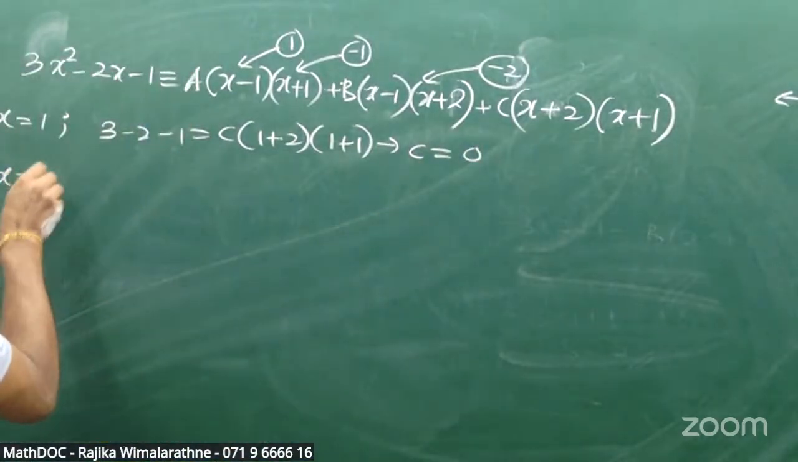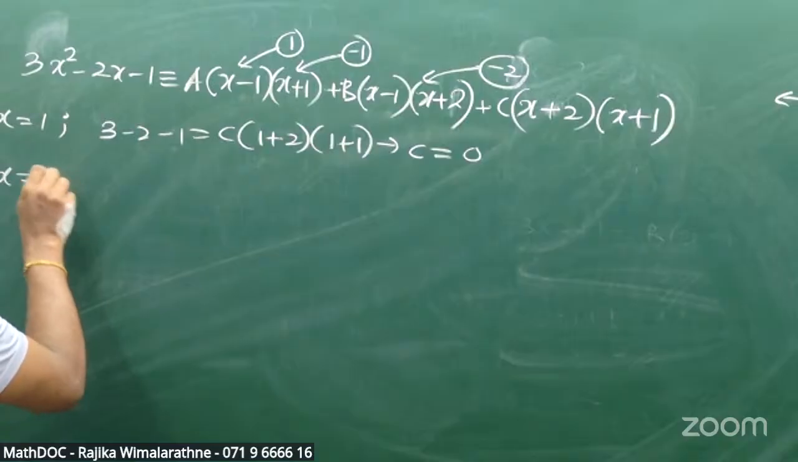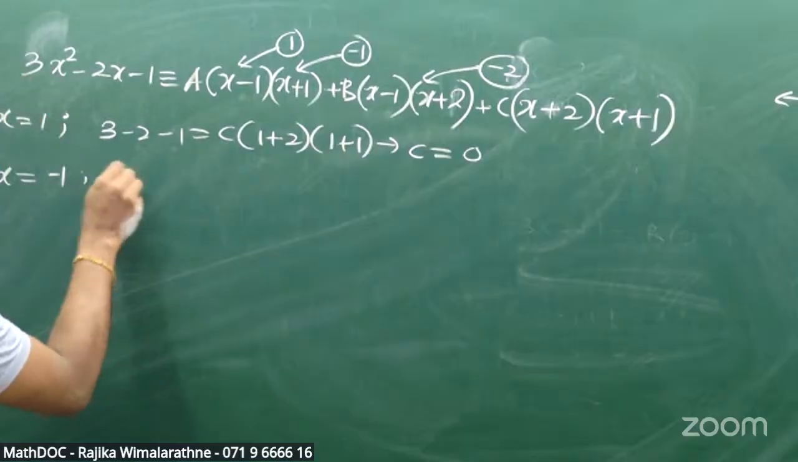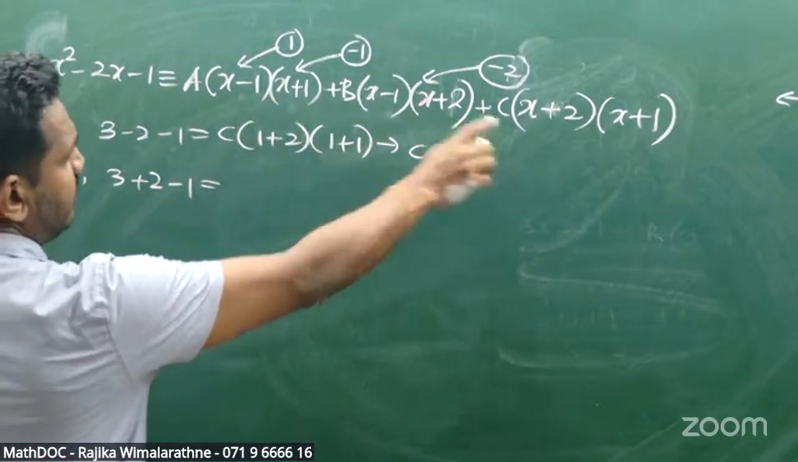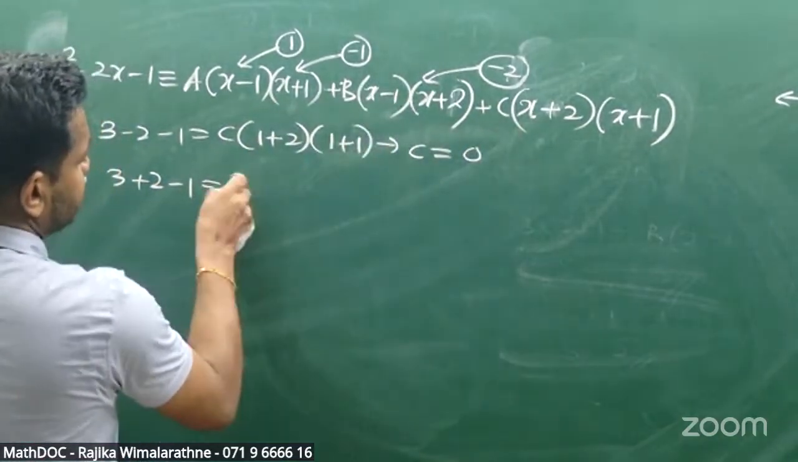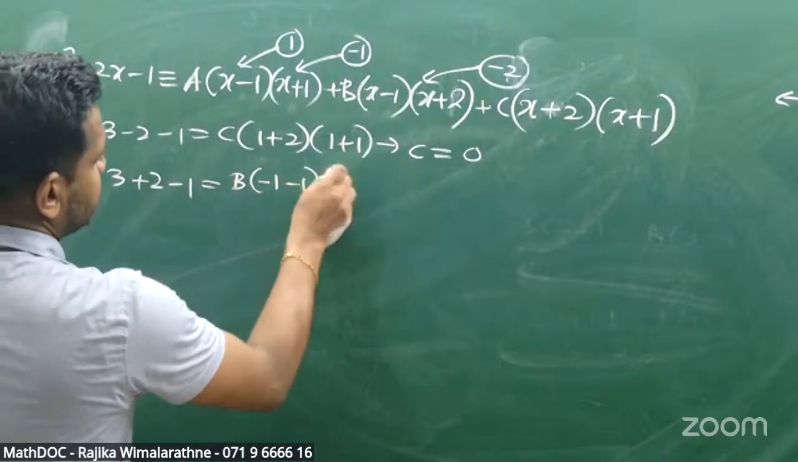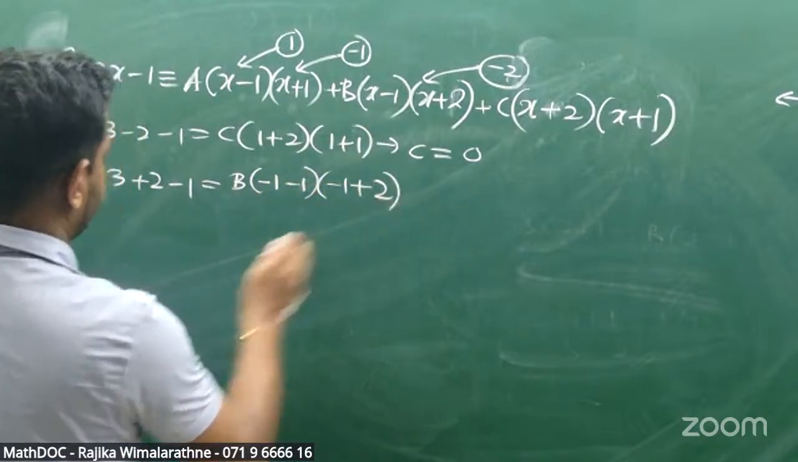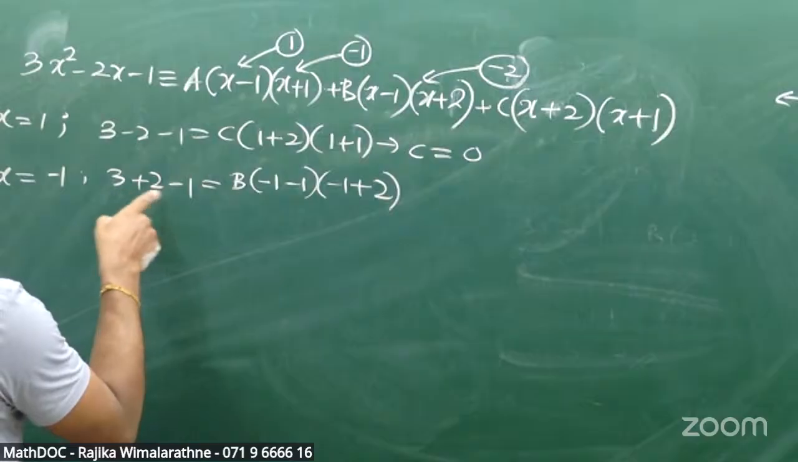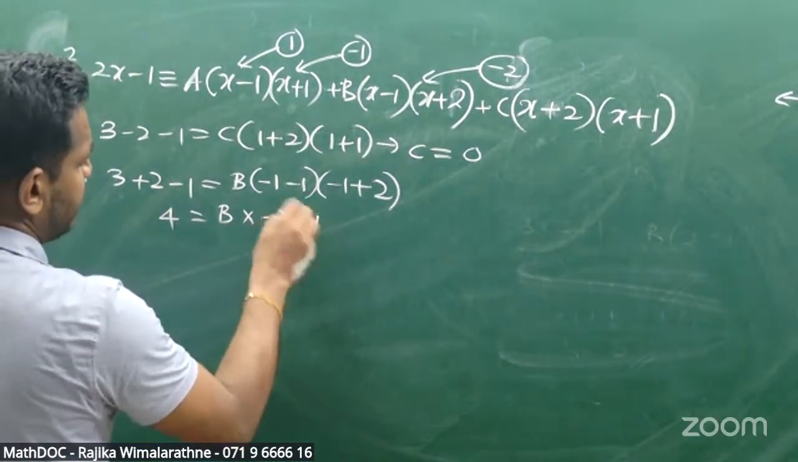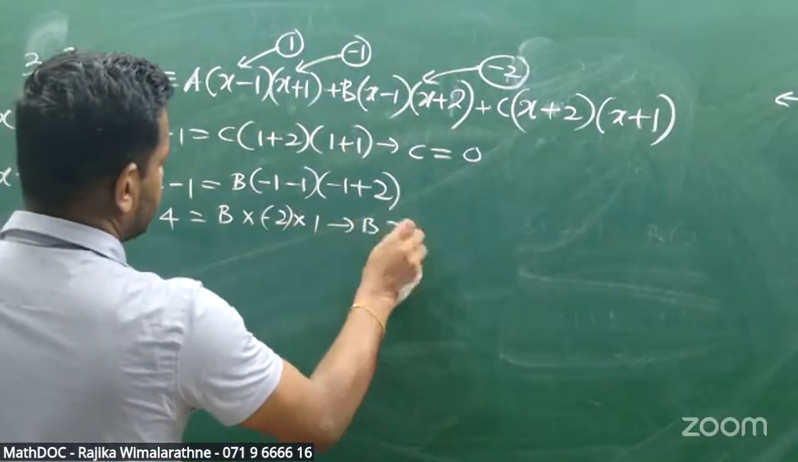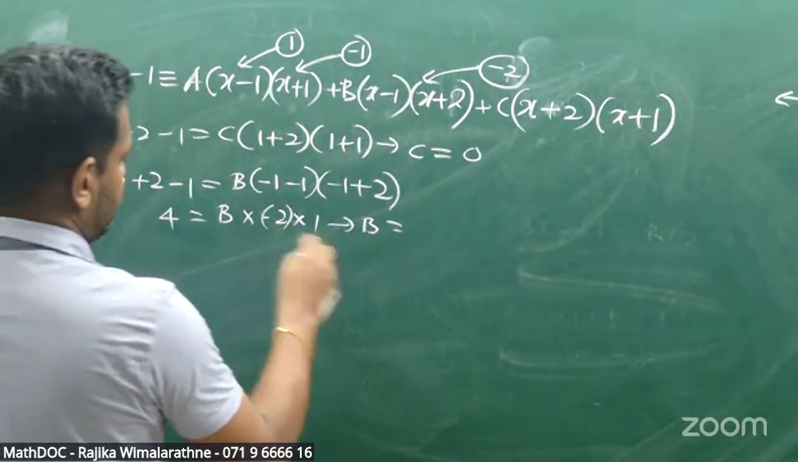Then substitute x equal minus 1. Then here 3 plus 2 minus 1. Here 0. Here 0. Here b times minus 1 minus 1, minus 1 plus 2. Then 2, 5, 5, 4. Then b times minus 2 times 1. Then b value here minus 2.